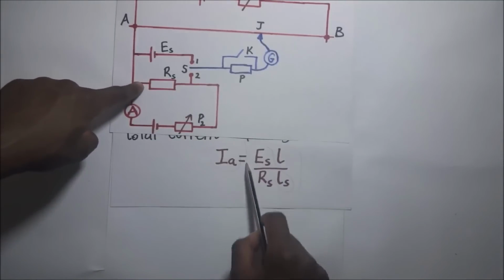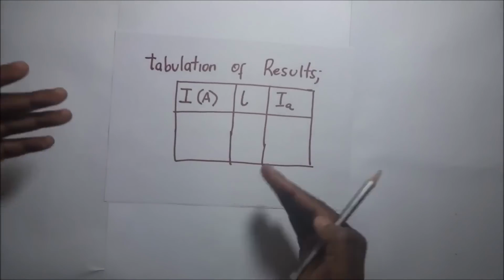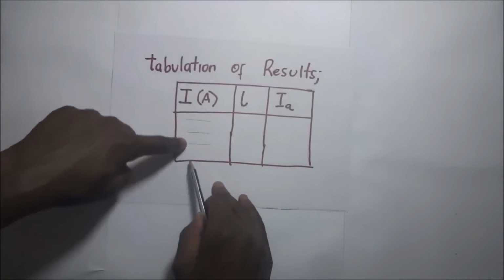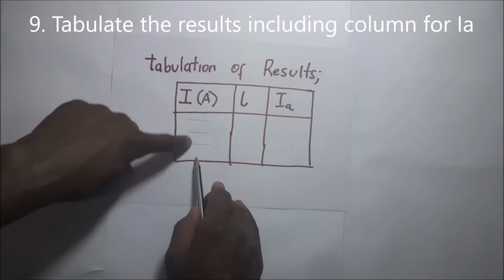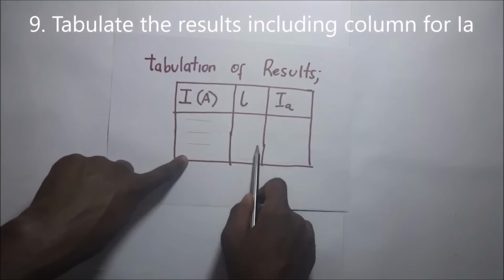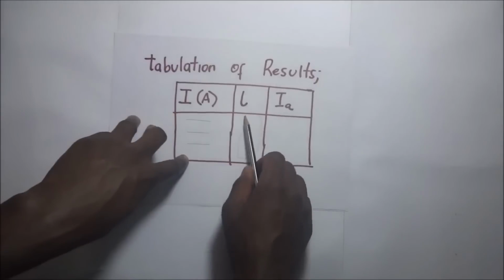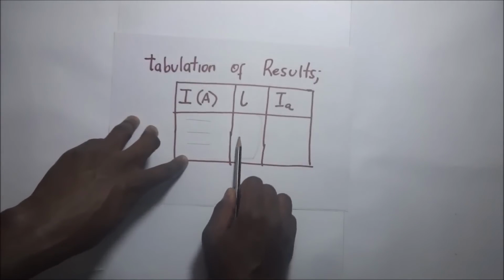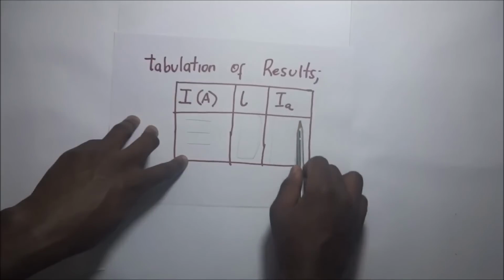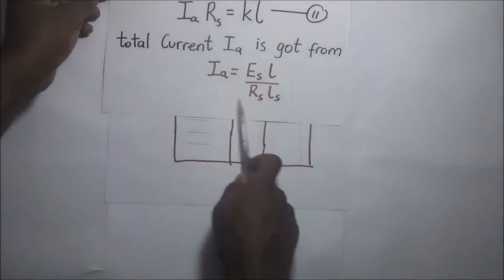Using this expression, we tabulate our results. By tabulating our results, I mean that we are repeating the experiment with different readings on the ammeter. When we do so, we record the corresponding balance lengths, and after recording the corresponding values of balance lengths, we are able to get the actual current that is going through the standard resistor using this expression right here.